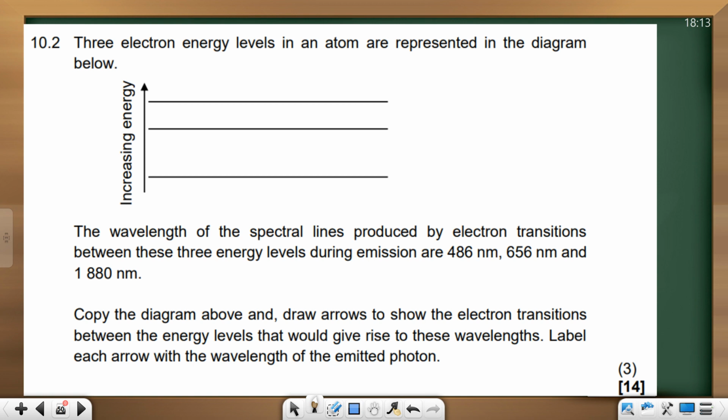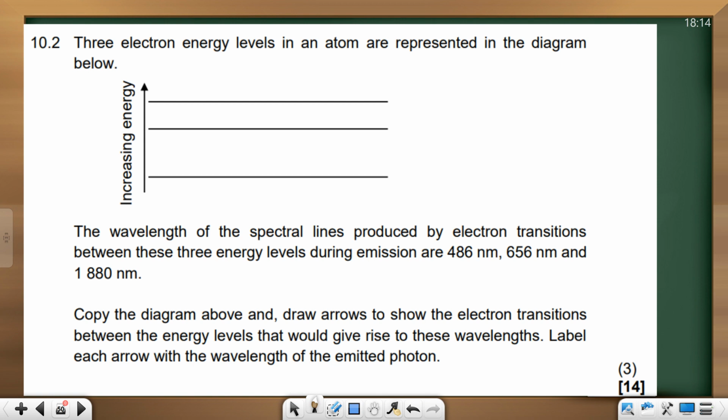3 electron energy levels. We're talking about spectrums here now, either absorption or emission. We don't know. The wavelength of the spectral line produced by electron transitions between these 3 energy levels are 486 nanometers, 656, and 1880. Copy the diagram above and draw arrows to show the electron transitions between the energy levels that would give rise to this wavelength. Label each arrow.